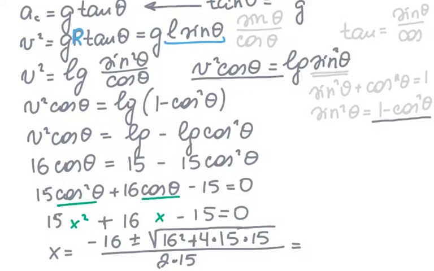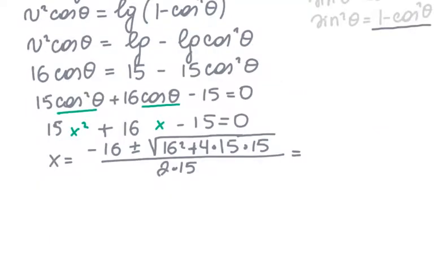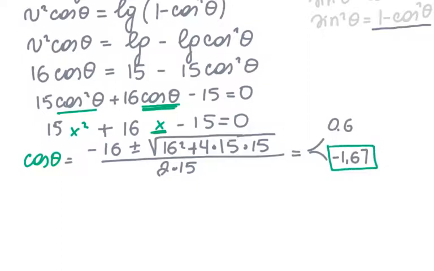So x is equal to, you will get two answers. One is 0.6 and the other one is negative 1.67. But your x is actually not x, it is cosine theta, because I replaced cosine theta with x, so my cosine theta is x. And your cosine cannot be greater than 1, because cosine is the adjacent over the hypotenuse, and the adjacent side cannot be over the hypotenuse greater than 1, so that is not an answer.